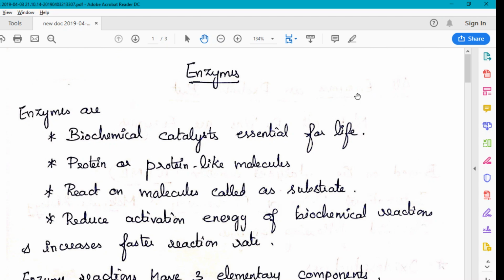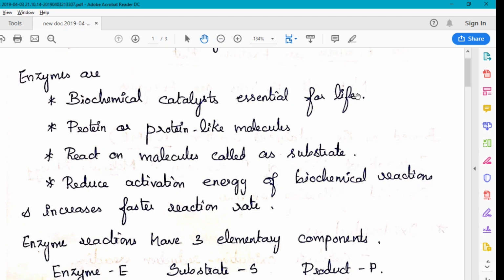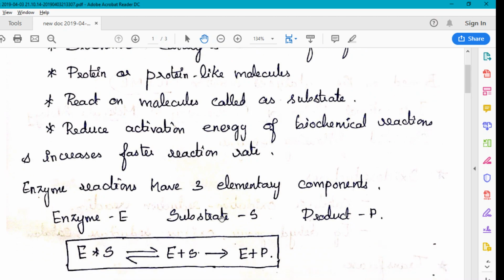Enzymes are basically made up of proteins or protein-like molecules. They react on molecules called substrates to produce products. The product might be directly derived from the enzyme-substrate reaction, or it might involve a two-step process which indirectly produces the product by the enzyme-substrate reaction. They reduce the activation energy of a biochemical reaction and speed up the reaction rate. This is why catalysts are very important in biochemical reactions and metabolic reactions in our body.